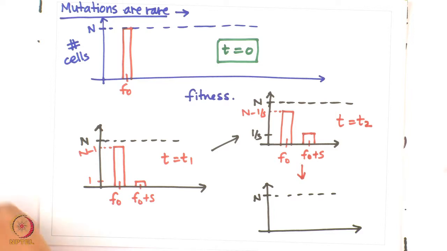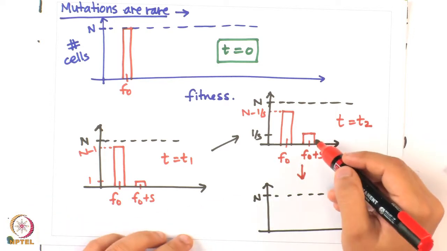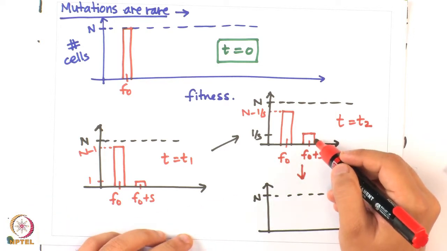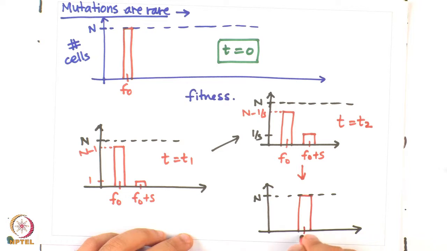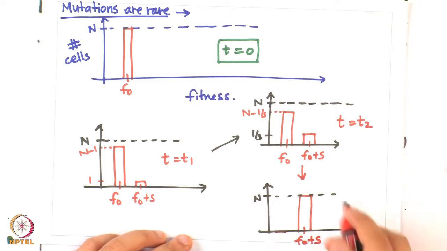And fixation of mutation happening means that this particular genotype is going to outcompete the parent genotype, and eventually you will end up with all individuals at f naught plus s and 0 individuals at the original fitness f naught. This happens at t equal to t3.